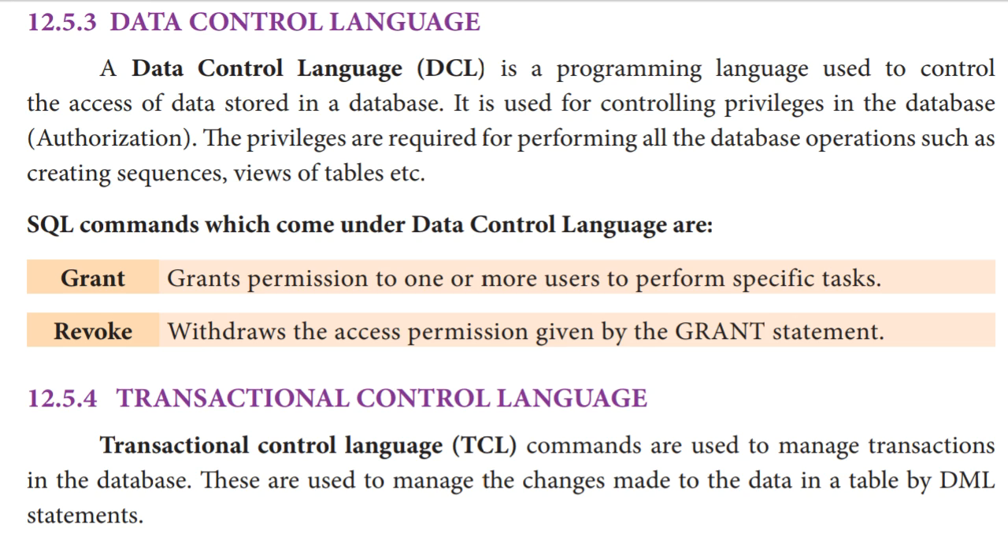Here we have two commands. One is grant, another one is revoke. If we use the grant command, it grants permission to one or more users to perform a specific task. It gives the user permission to work on the table. Revoke means whatever permission was given, it gets the permission back. So at that time we can use the revoke command. Revoke withdraws the access permission given by the grant statement. So we have two SQL commands in DCL: grant and revoke.